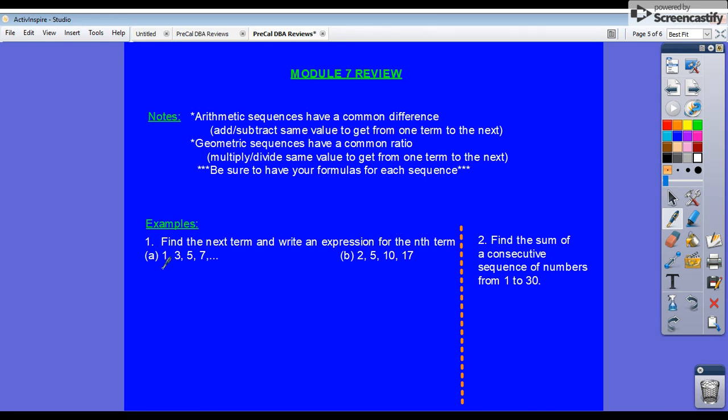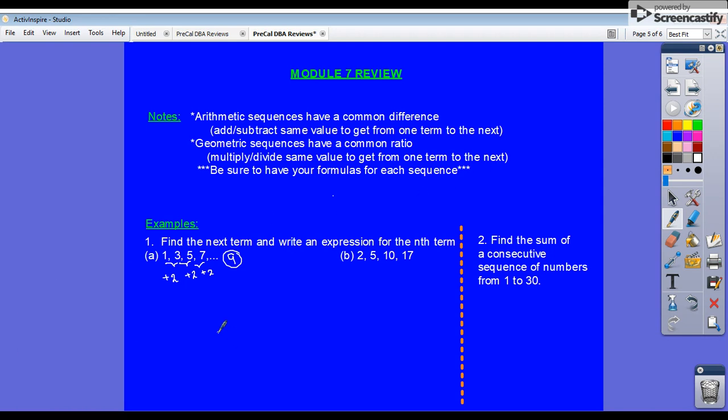So if I look, just to find the next term, I don't actually even need a formula. I can just kind of follow the pattern. So to get from 1 to 3, you could either add 2 or you could multiply 3. How do I know which one it is? Well, I should be able to do the same thing to get from the second term to the third term. So in this case, it would be adding 2. So for each term, I'm going to add 2 to get from one term to the next. So the next term after 7 would be 9. Just keep adding 2. Now, because I'm adding 2, this tells me that this is an arithmetic sequence because I'm adding and subtracting the same value to get from one term to the next.